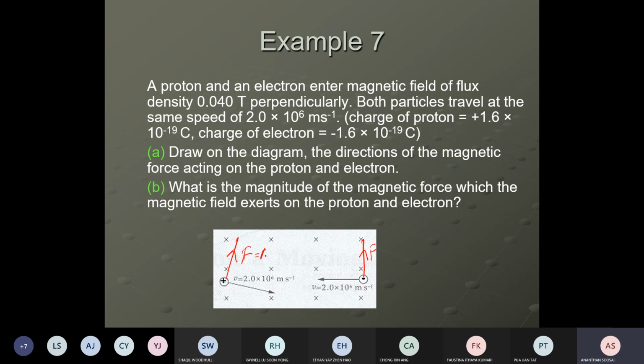The formula, of course, BqV sine theta. Here we assume that the magnetic field and the direction of the motion are at 90 degrees, so sine theta we take as 1. Theta is 90, so just BqV, you can find the force. When you use BqV, the sign of the charge, no need to include. The charge, just take it as a magnitude.